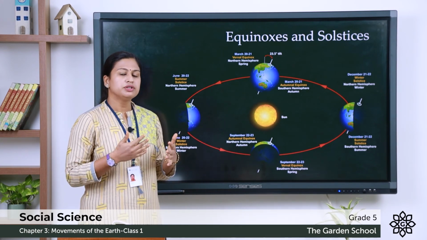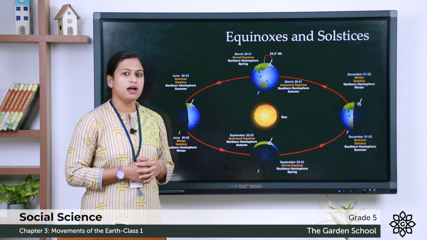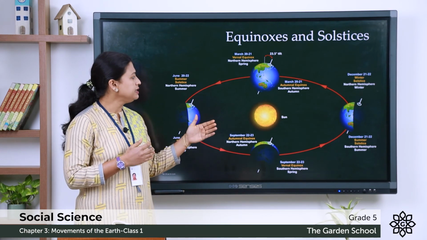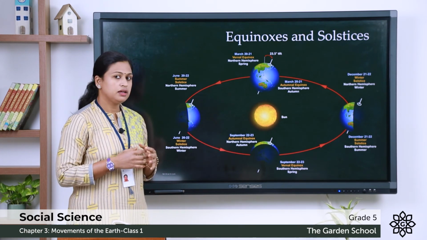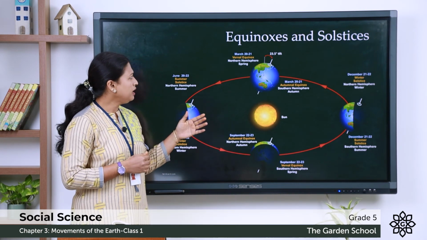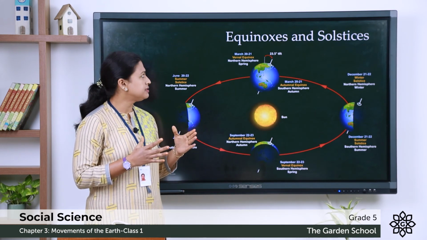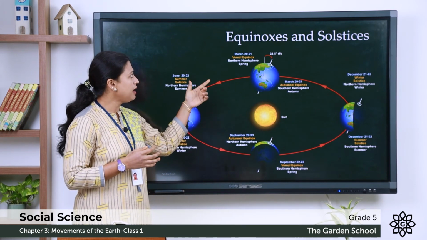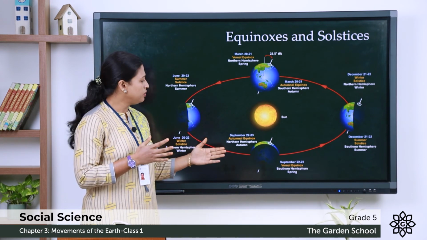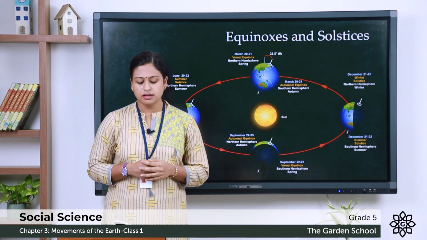There are 2 days in a year when the length of the day and night are equal. On these 2 days the sun shines over the equator and they are known as the equinoxes. Here in the northern hemisphere, 20th March is known as the spring or vernal equinox and 23rd September is known as the autumn or autumnal equinox.